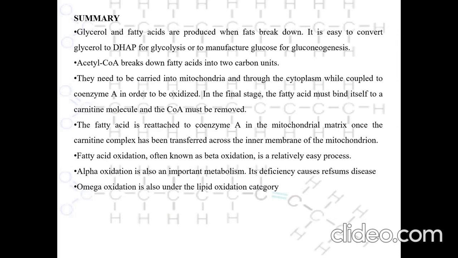Coming to the summary, we have seen that glycerol and fatty acids are produced when fats break down. It is very easy to convert glycerol to DHAP for glycolysis or to manufacture glucose through gluconeogenesis. Acetyl CoA breaks down fatty acids into two carbon units. They need to be carried from the cytoplasm into the mitochondria.